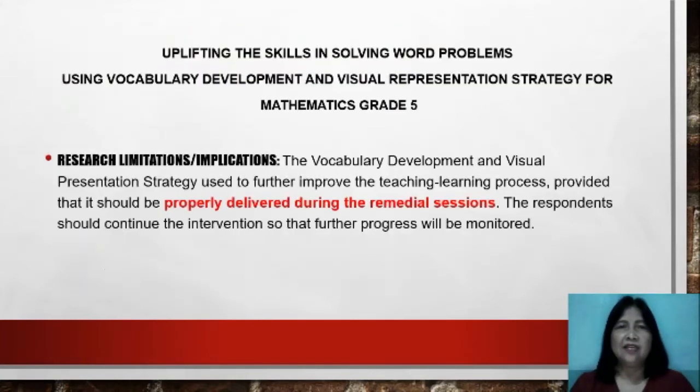I have cited here several examples which can help you understand the concepts of scope and delimitation. Example number 1 is about uplifting the skills in solving word problems using vocabulary development and visual representation strategy for mathematics grade 5. Of course, this is only limited to mathematics grade 5, and this study is limited only to the conduct of remedial sessions and not all lessons.